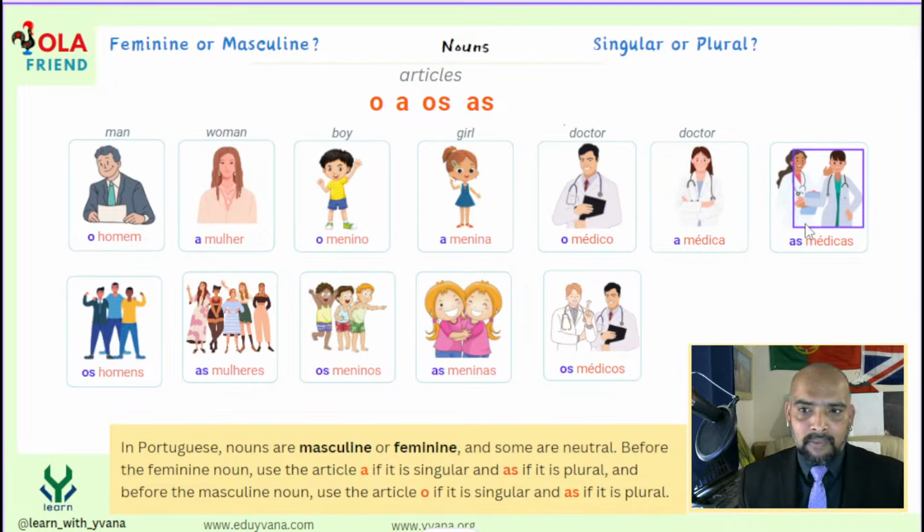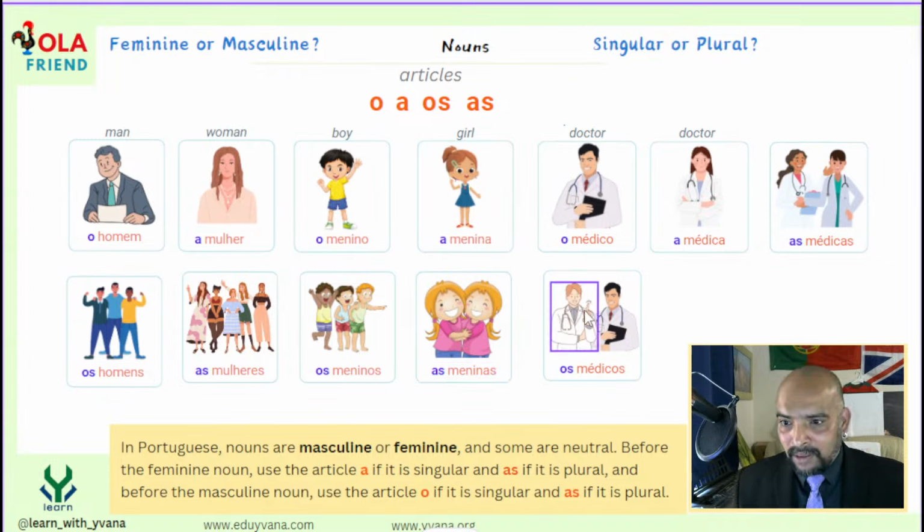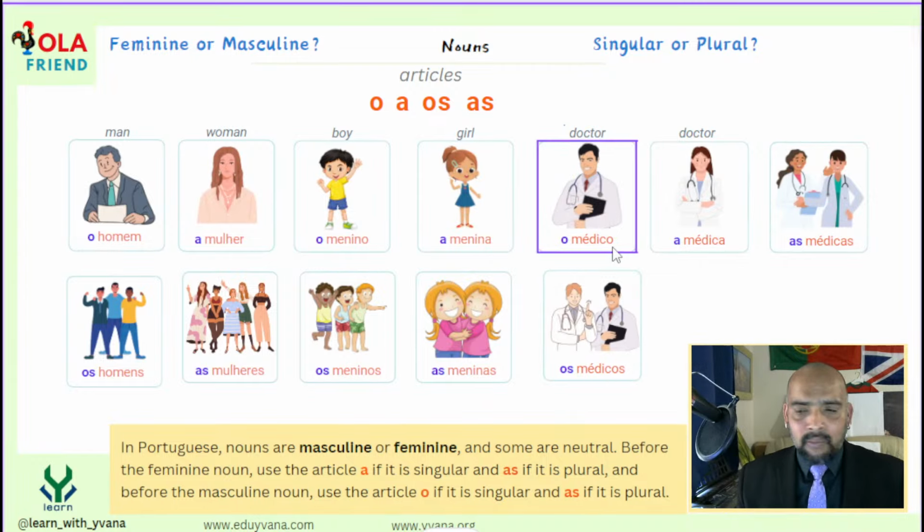That means the plural form, we say as médicas, right? And if the group is male, we say os homens. And for a group of females, we use as mulheres. And for the boys, the kids, the group, we use os meninos. And for the girls, we say as meninas. And for the doctors, we say os médicos, right? So this is how we use the article.